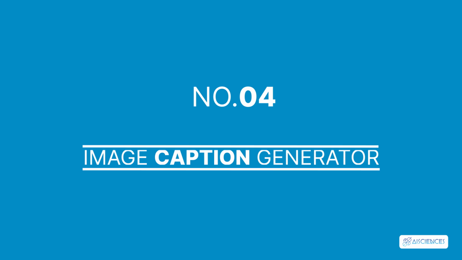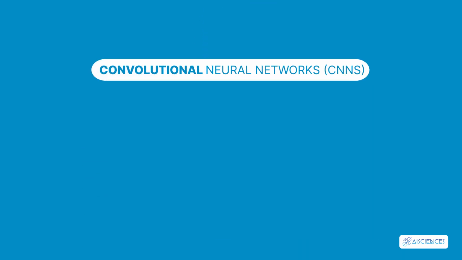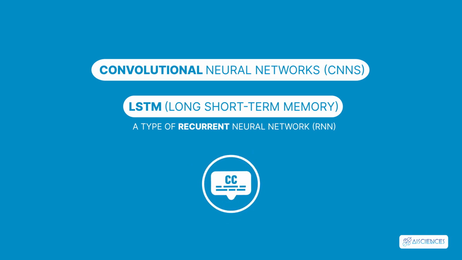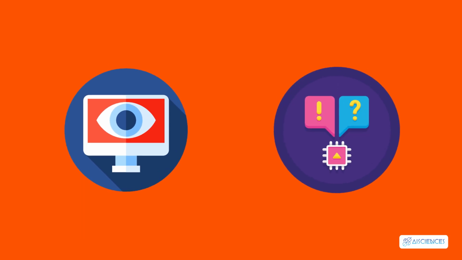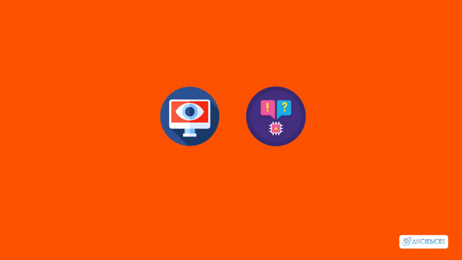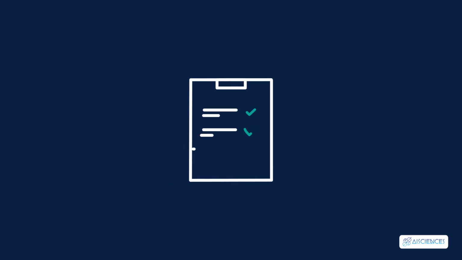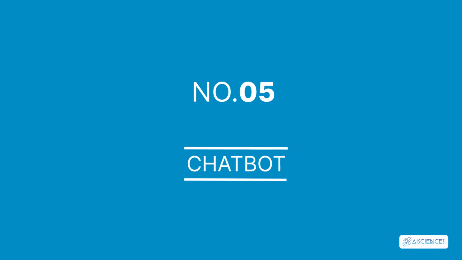Number 4. Image Caption Generator. Convolutional neural networks, or CNNs, and LSTM, or long short-term memory, a type of recurrent neural network, or RNN, are leveraged to build a model that's capable of generating captions for an image. Both computer vision, or CV, and natural language processing, or NLP techniques are combined by an image caption generator. You'll understand CNNs and LSTM better and become proficient in implementing them in real-world applications.